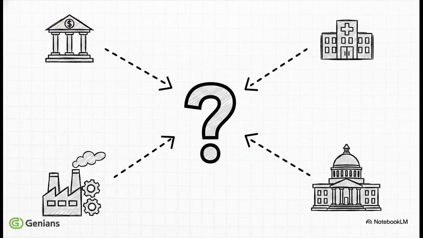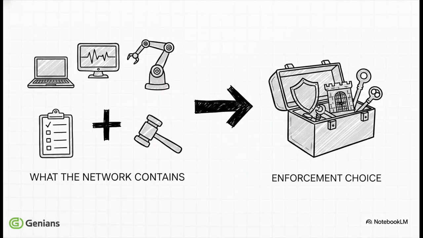So, we've walked through 4 very different industries. What's the one unifying principle that connects all of these different approaches? It really just boils down to this. The right enforcement method is always a direct result of 2 things. First, what kinds of devices are actually on the network? And second, what does the organization have to prove to auditors, to regulators, or to its own internal standards?